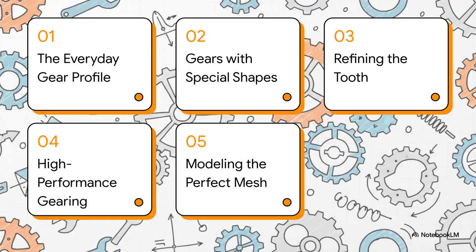So here's the plan. We'll start with the gear shape you see everywhere, then check out some really specialized, kind of weird ones. After that, we'll see how engineers fine-tune individual teeth, dive into some seriously high-performance stuff, and wrap it all up with the wild digital modeling that makes it all happen.